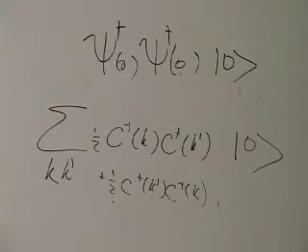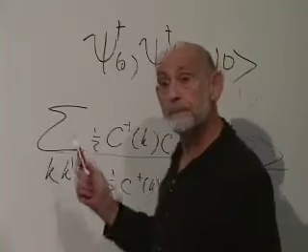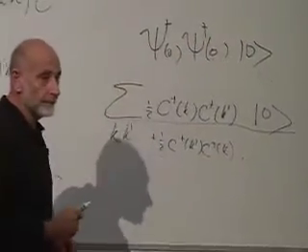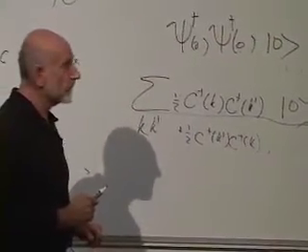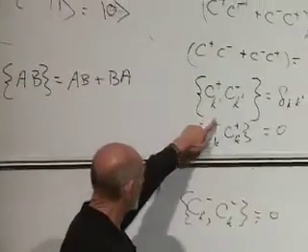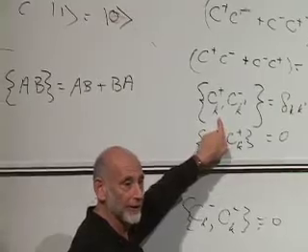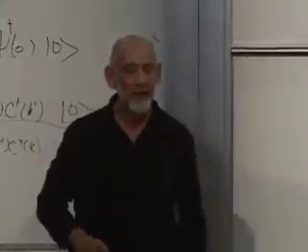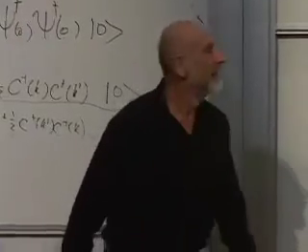So this is 0. Why? Because the anti-commutator of c pluses is 0. Why is it 0? You should have asked me that before. Because I wrote it on the blackboard. Well, right.